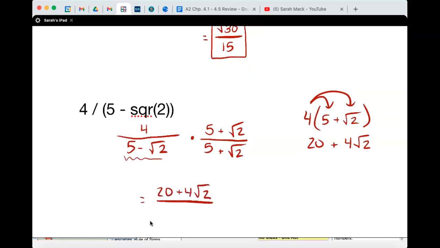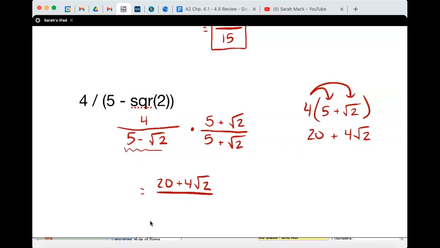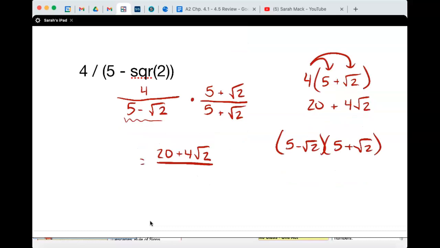I have to do the same thing to the denominator. Go off to the side, rewrite it. And we need to distribute this lovely thing. Positive 25. The next part, 5 square root of 2.